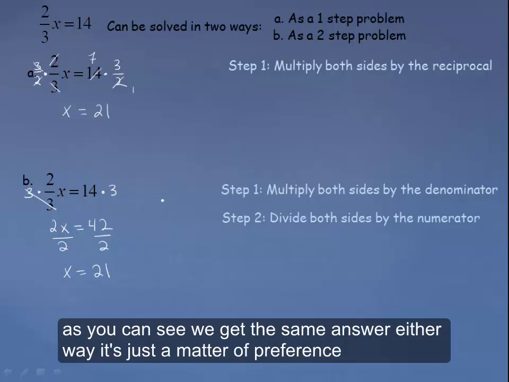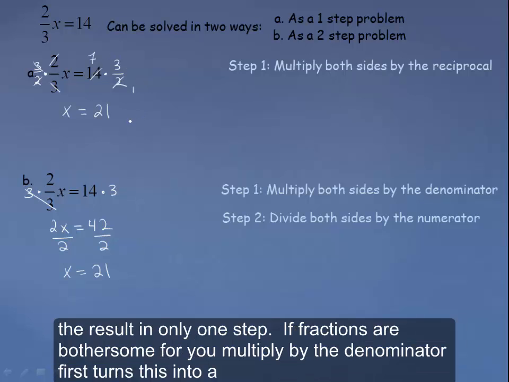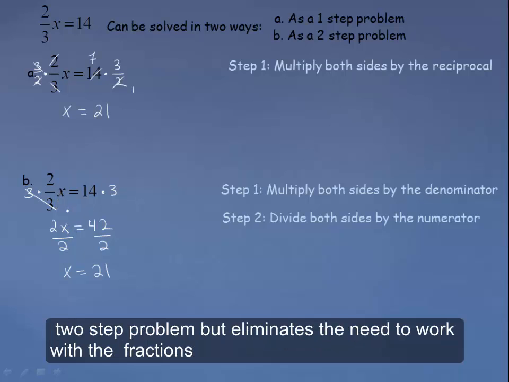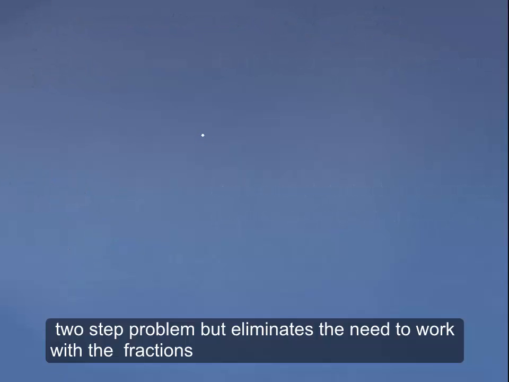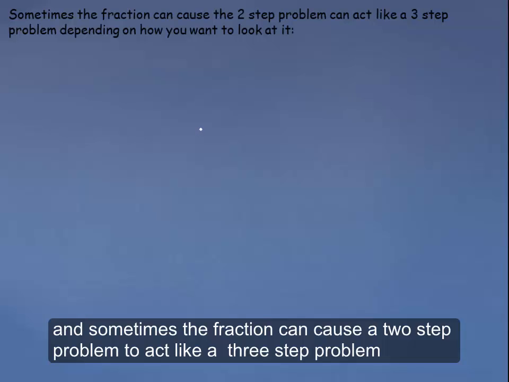As you can see, we get the same answer either way. It's just a matter of preference. If you don't mind working with fractions, multiplying by the reciprocal gives you the result in only one step. If fractions are bothersome for you, multiplying by the denominator first turns this into a two-step problem, but eliminates the need to work with the fractions. And sometimes the fraction can cause a two-step problem to act like a three-step problem.